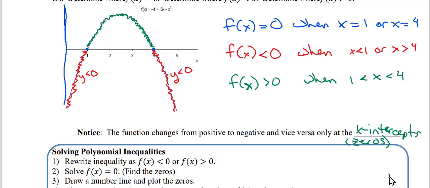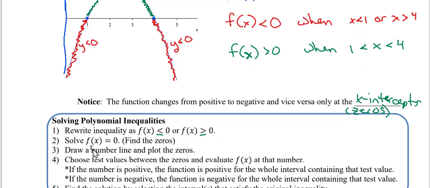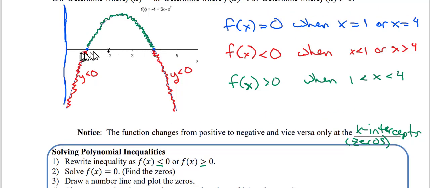First thing we have to do is rewrite our inequality so that we have a 0 on one side of the inequality. This also could have an equal sign underneath, of course, depending upon what you were given. First, we want to solve f of x equals 0. That helps us find the zeros. It helps us find these blue dots. Once we have those zeros, we know that the function can only change from positive to negative or negative to positive at those exact points.